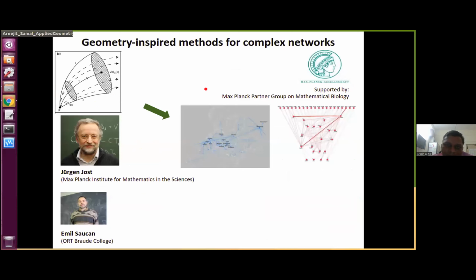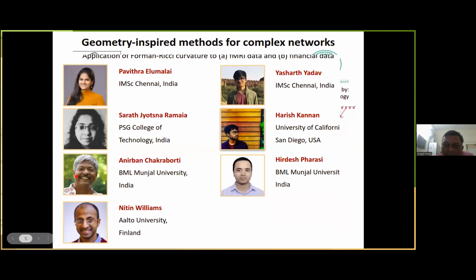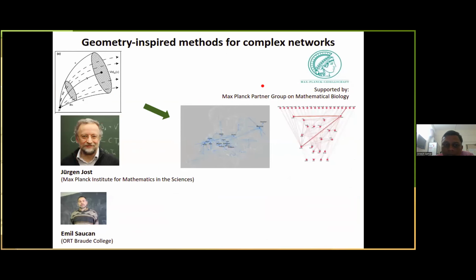This comes from a group on mathematical biology, which functions here in the Institute of Mathematical Sciences in Chennai, in close cooperation with Professor Jorgen Jost, with whom most of you are familiar. He was also my postdoctoral mentor at some point, and that's why I have a partner group with him, to develop geometry-inspired methods for complex networks. As you know, on the theoretical side, Jorgen Jost is a well-known person in differential geometry, and he has a lot of tools which he has developed.